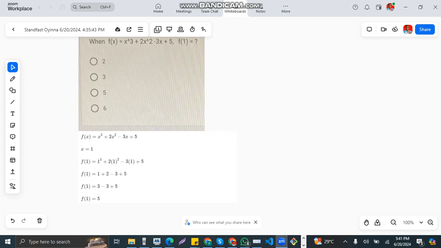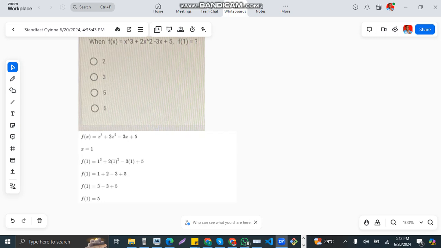In place of x, I put 1 raised to the power of 3. Then this is our plus. This is 2. And in place of x again, I put 1 raised to the power of 2. And it's minus 3. In the place of x, I put 1 in a bracket again. And then plus 5. So if you look at f of x and you look at the third line of my solution down, you will see that what I just simply did was to substitute x for 1.